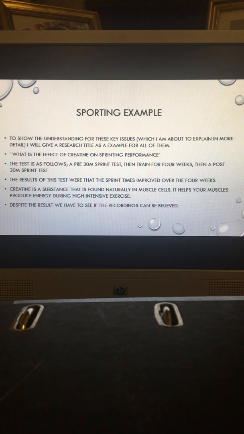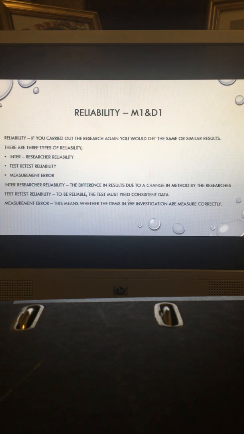Creatine is a substance that is found naturally in muscle cells. It helps your muscles produce energy during high intensity exercise. Despite the result, we must see if the results can be believed. Reliability. If you carried out the research again, you would get the same or similar results. This shows that something is reliable.